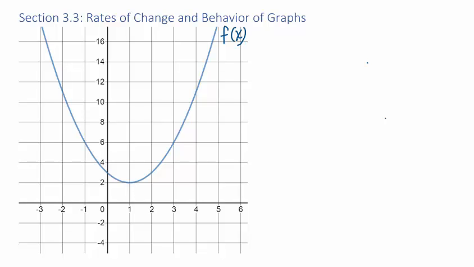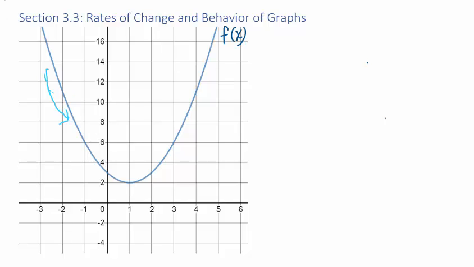In section 3.3, we're going to look at rates of change and behavior of graphs. We'll first take a look at this quadratic function and determine how the function values are changing as x increases. We will look from left to right, and we see that the function values are decreasing on the left-hand side of the graph.